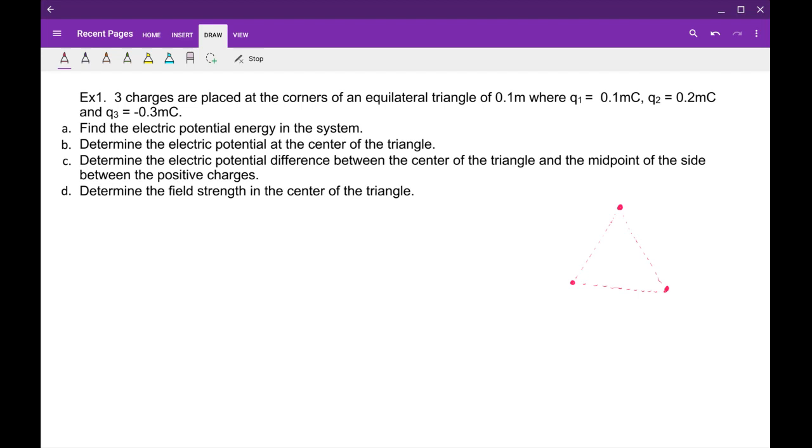Okay. And, oh, look at that. Charge 1 is 1/10 of a microcoulomb. So 0.1 millicoulomb, not a micro. And then this guy is 0.2 millicoulombs. And this guy is negative 0.3 millicoulombs. Find the electric potential energy of the entire system.